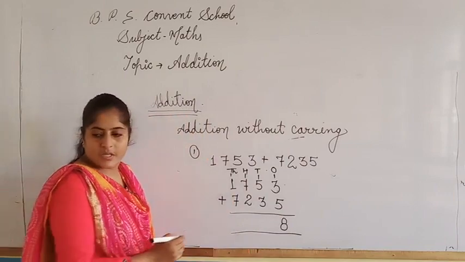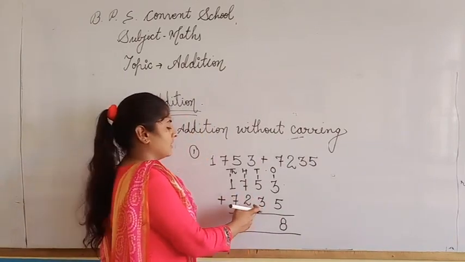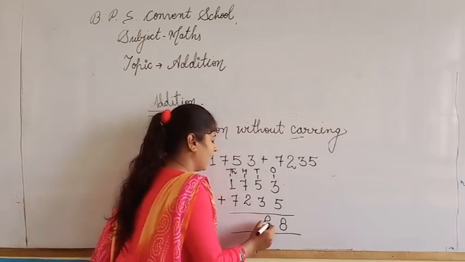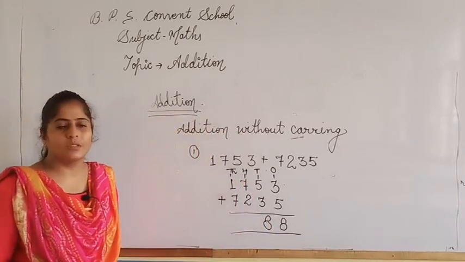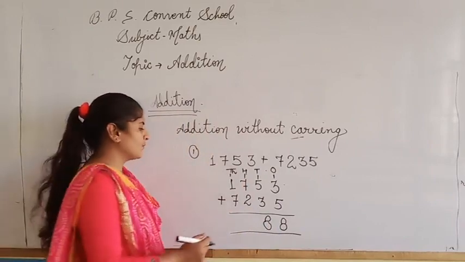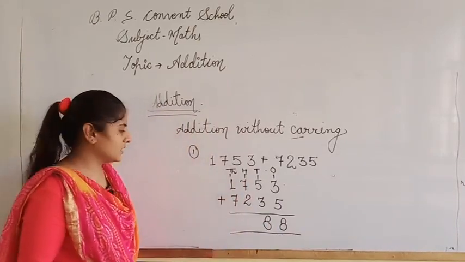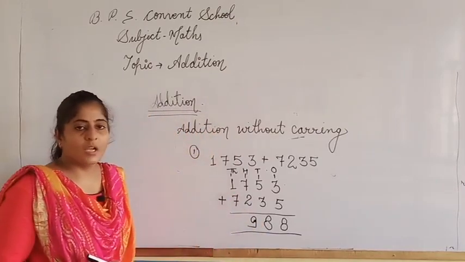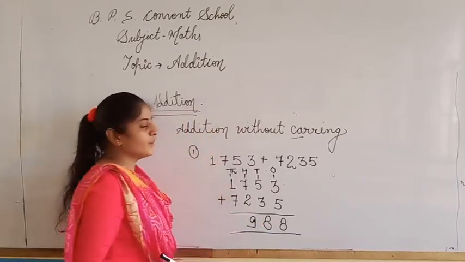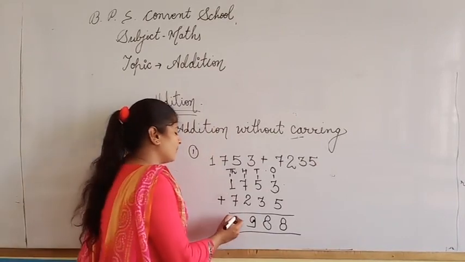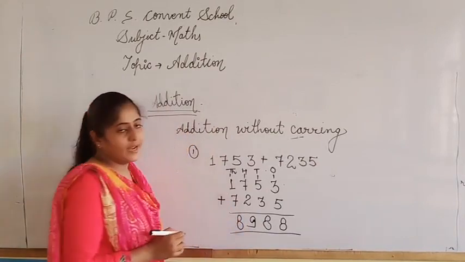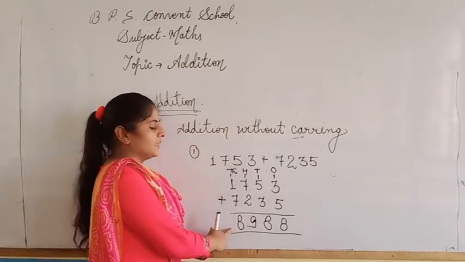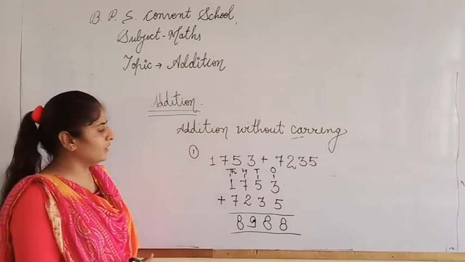Next one is 5 plus 3, which is equal to 8. Next column, 7 plus 2. 7 plus 2 is equal to 9. Next one is 1 plus 7. 1 plus 7 is equal to 8. So the sum of these two numbers is 8,988.